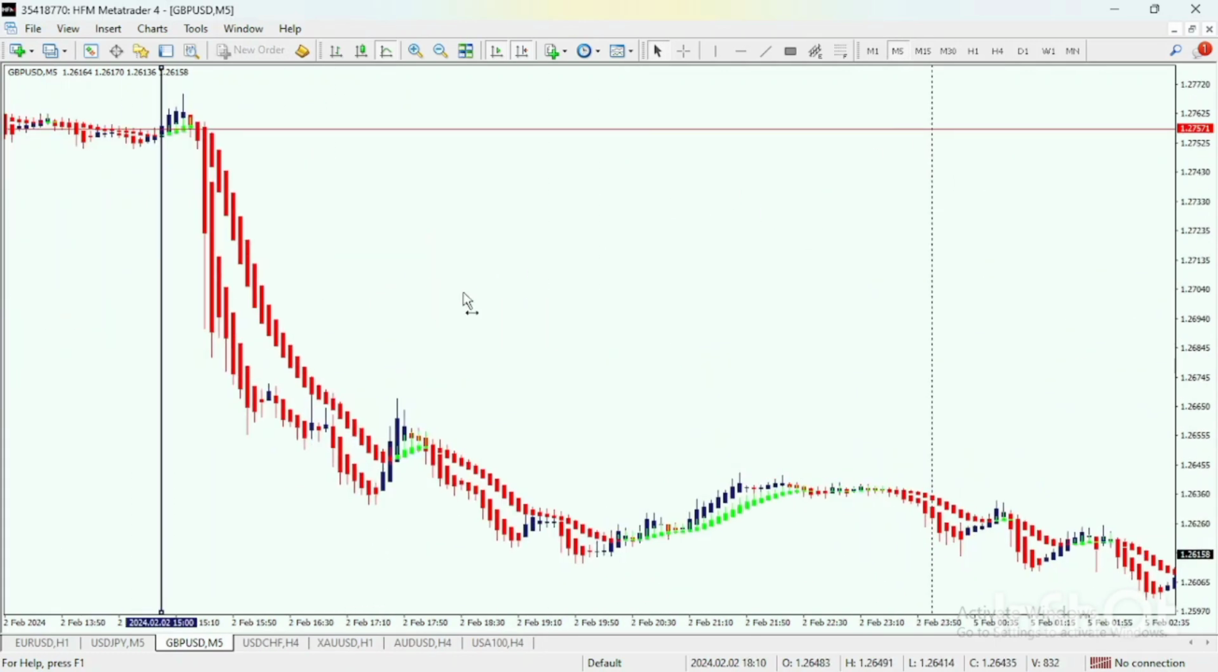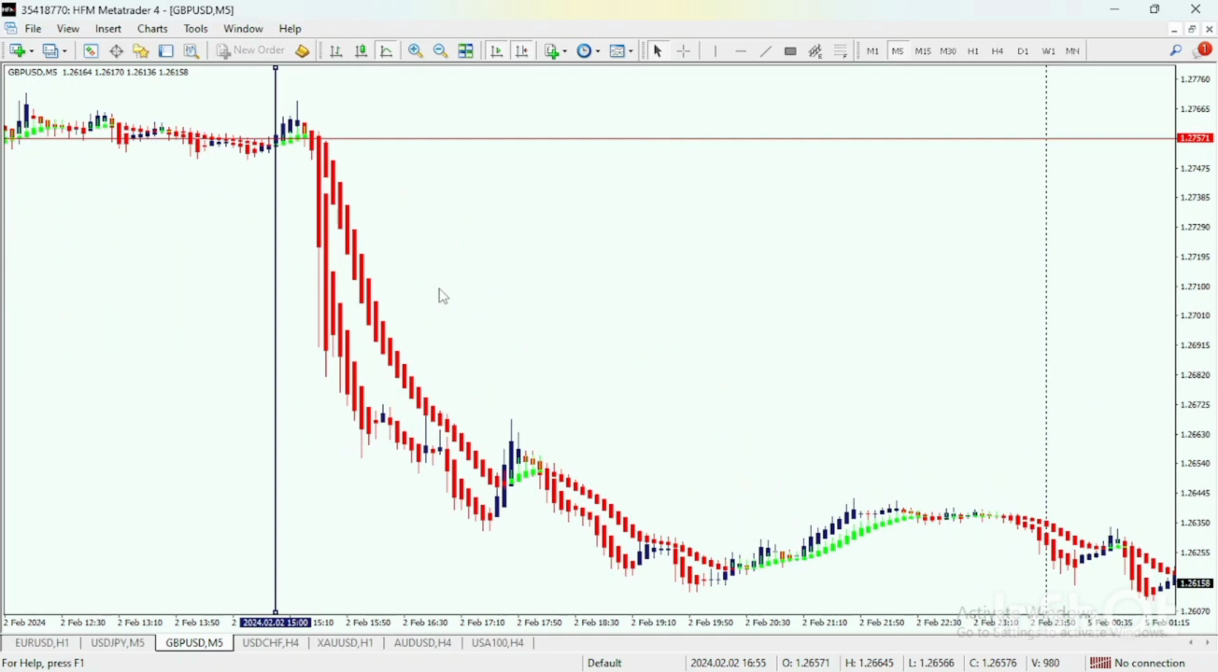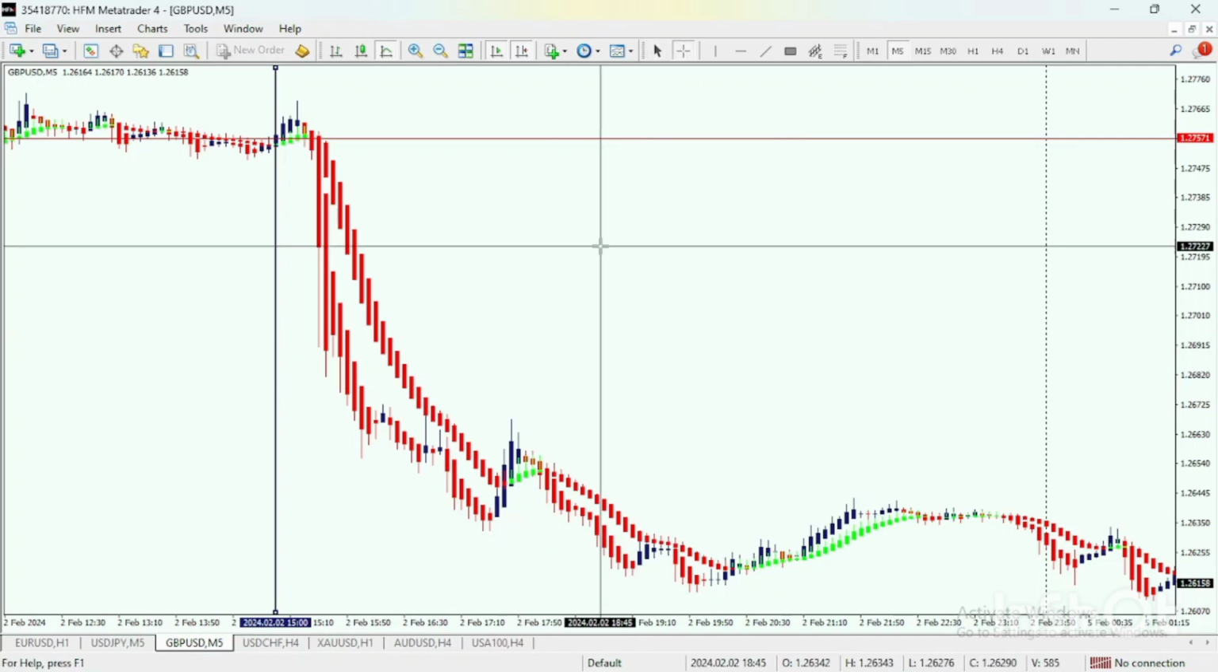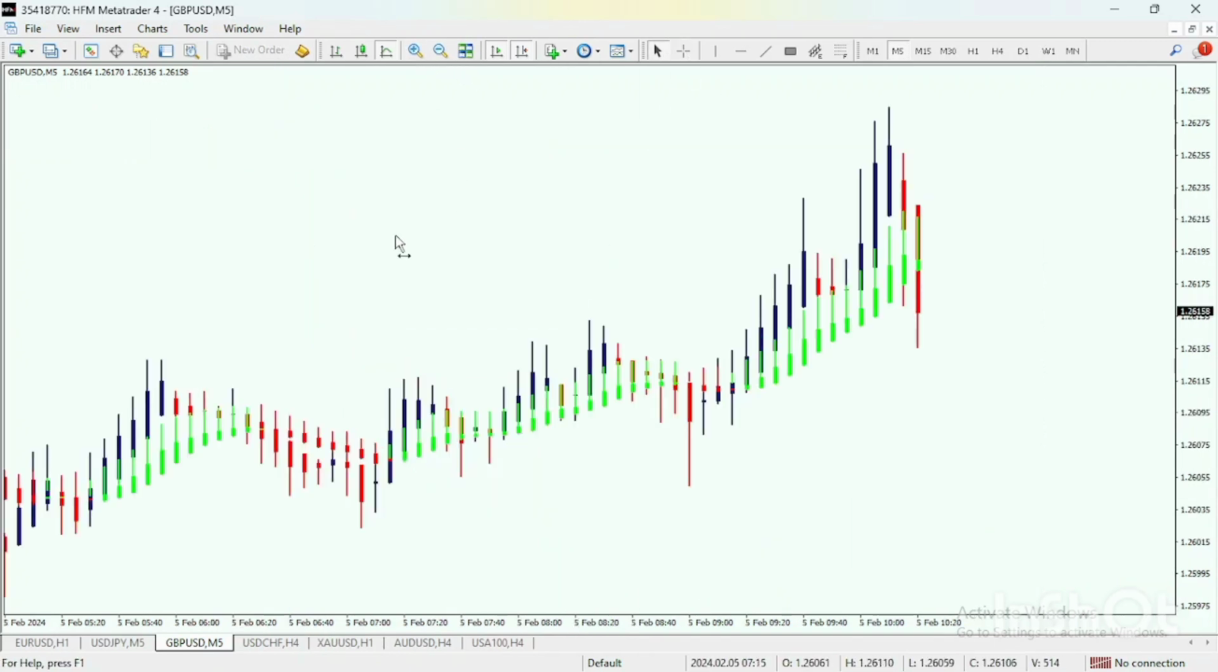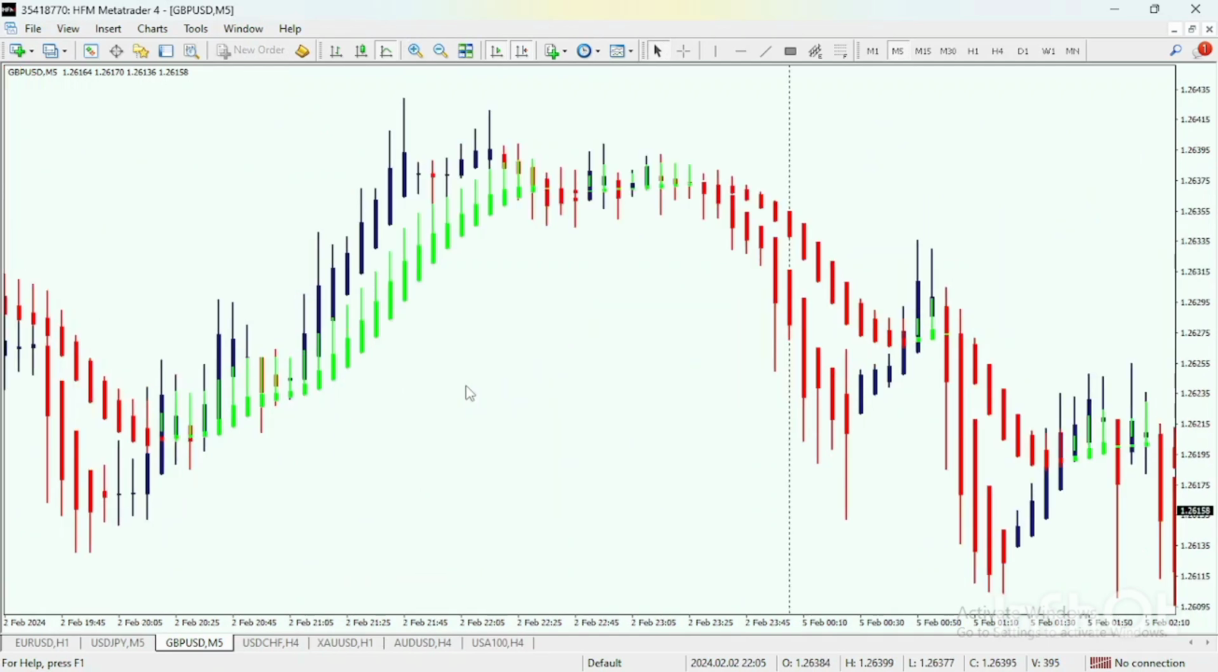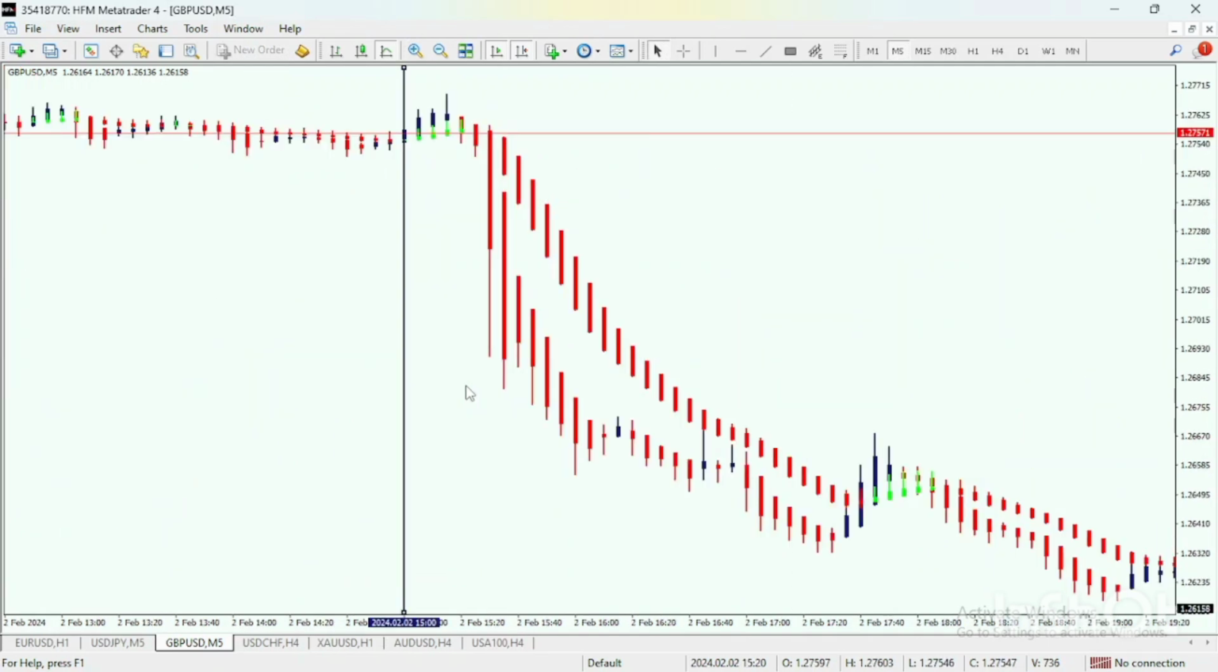What kind of move am I looking for? I'm looking for a push to the upside in the 5 minutes, then a reversal. You understand? This is what I'm talking about. Let me zoom in. Sorry for this. I'm not connected to the internet right now.